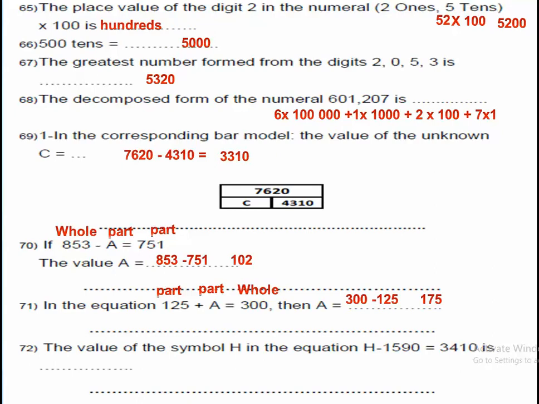The value of the symbol H in the equation, H minus 1,590 equals 3,410. We know that here is the whole, and this is part, and this is part. To get the whole, add the parts. So 1,590 plus 3,410 equals 5,000.